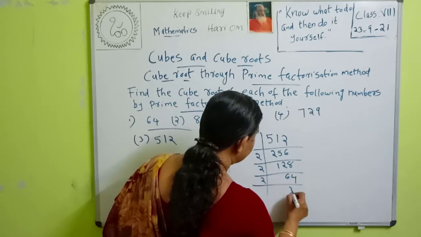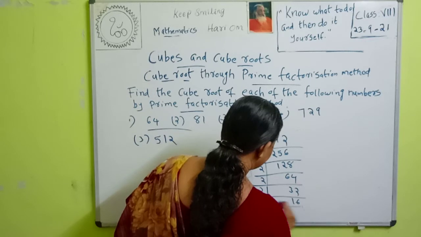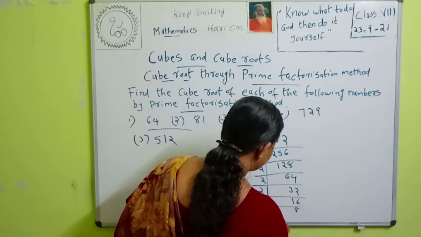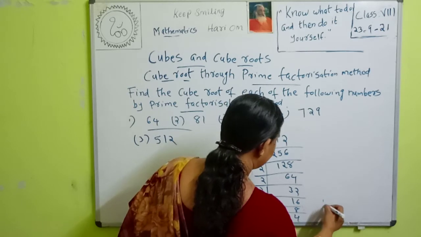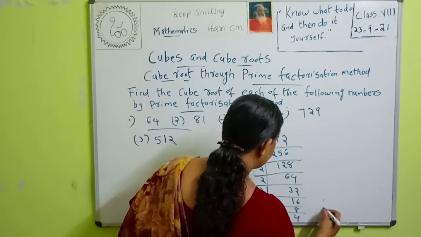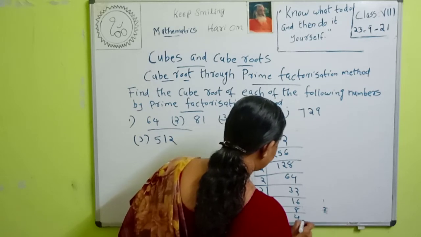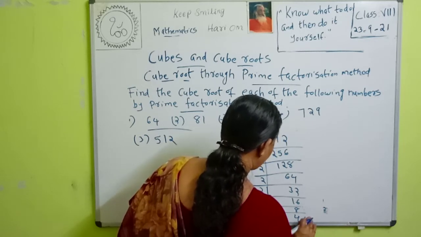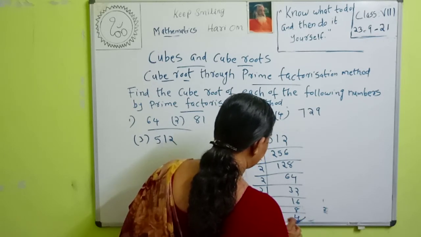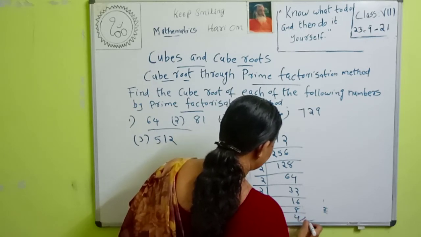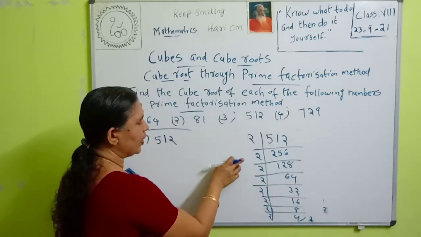Then 2. 32. Then 2. 16. Then 2. 8. Then 2. 4. Then also we can divide by 2. Two 2s are 4. Here 8 by 2 is 4. Then 4 by 2 is 2. Then what is the prime factorization of this 512?